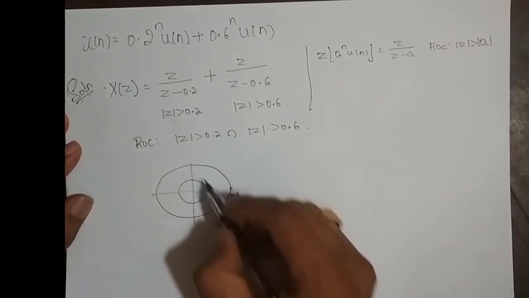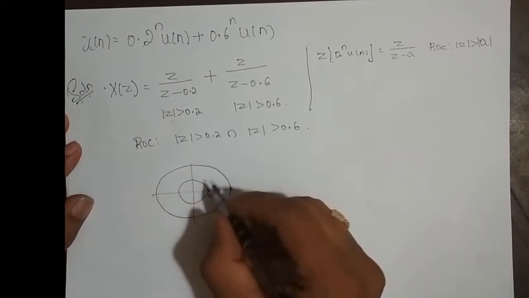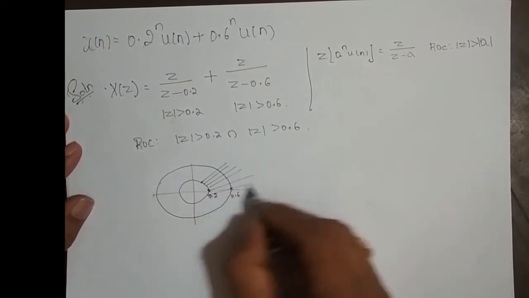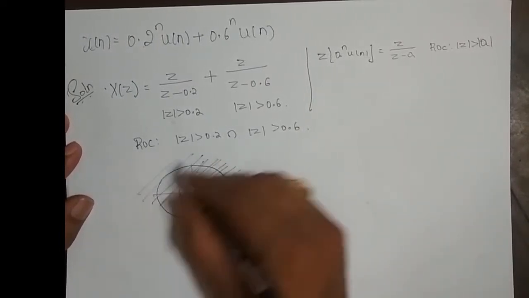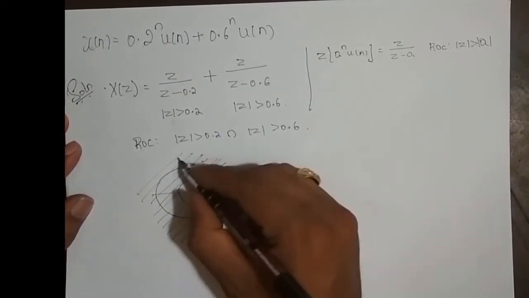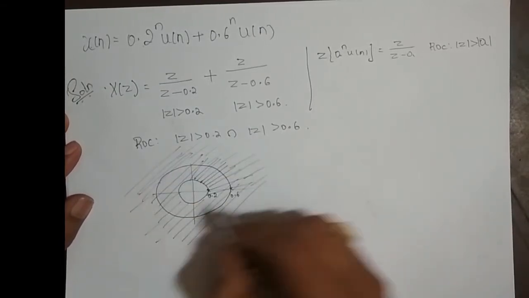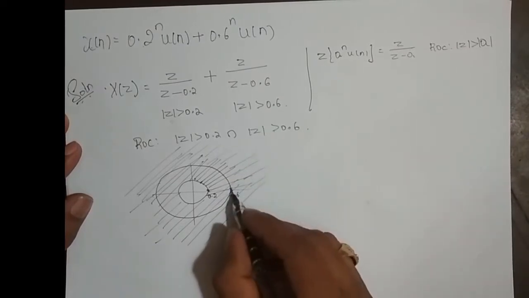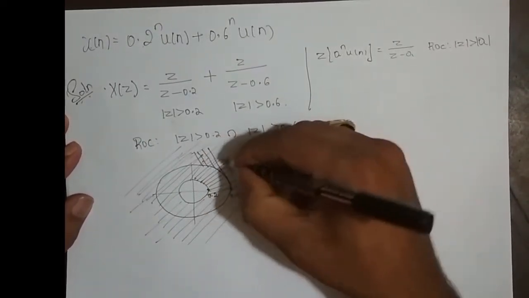Now for the inner circle, it is greater than 0.2, so the ROC is like this. It is outside the circle with radius 0.2. So this covers the entire z plane. The shaded portion covers the entire z plane. Now for the outer circle, it is greater than 0.6. This is also greater than, so I'll put it like this.